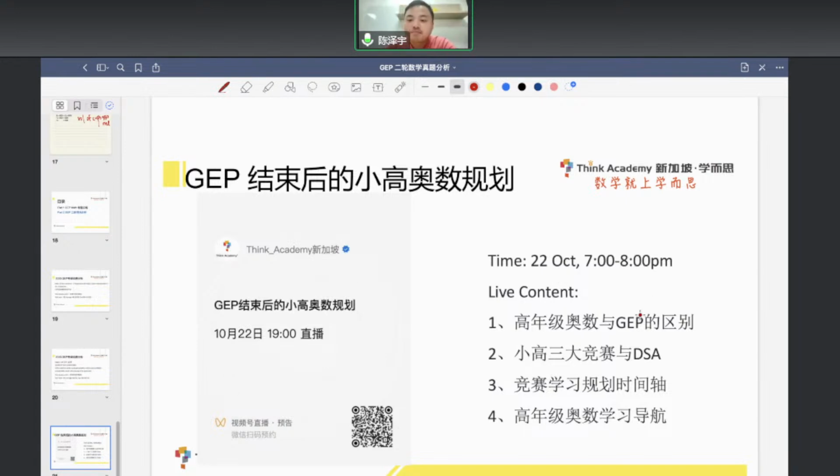The talk runs from 7 p.m. to 8 p.m., and we will cover four points. First is the upper primary Olympiad: what is the difference between upper primary Olympiad and GEP? Second is a brief talk about the three main maths Olympiads in Singapore for government schools, and how they are useful in DSA applications.